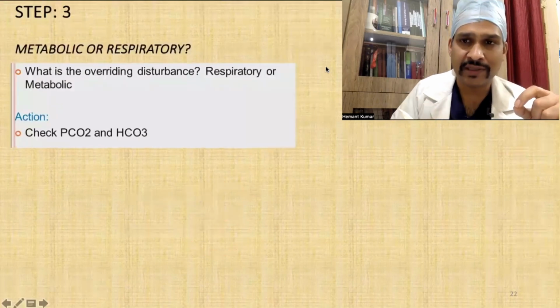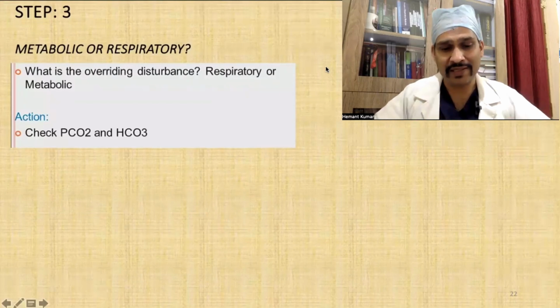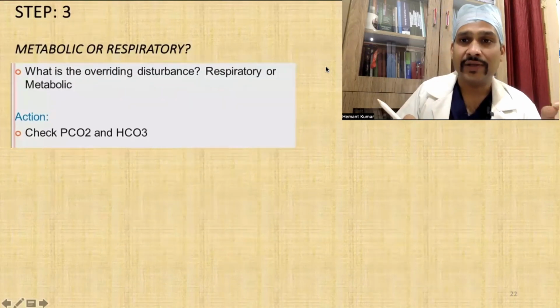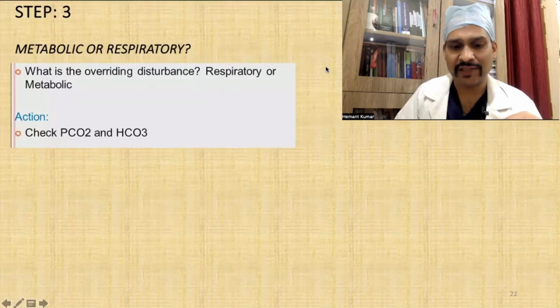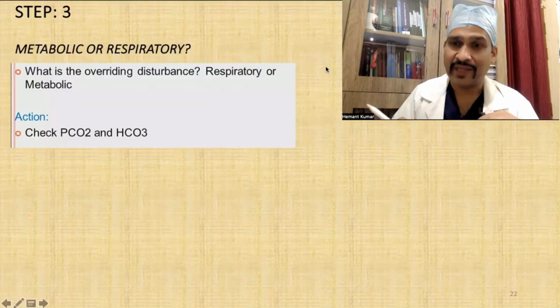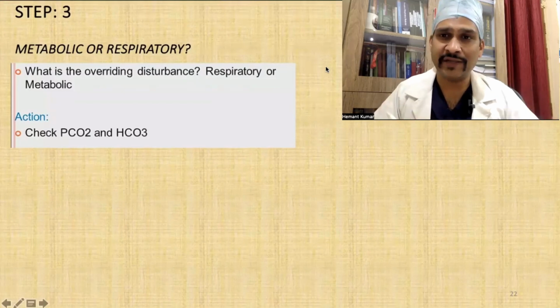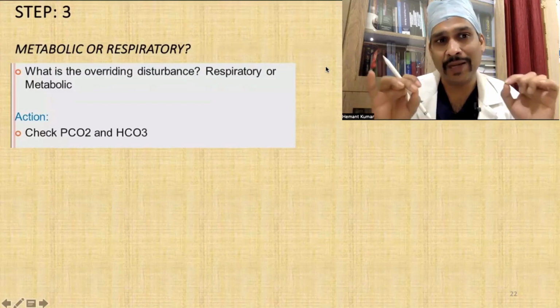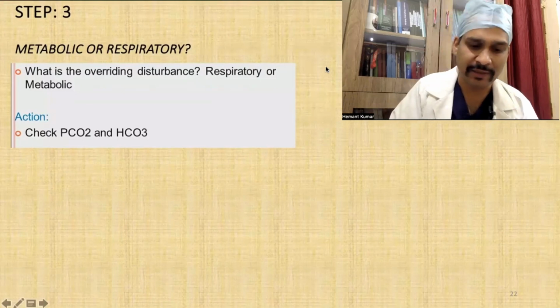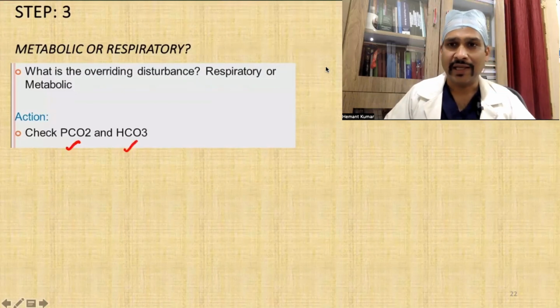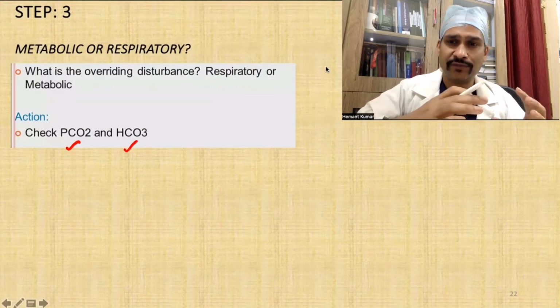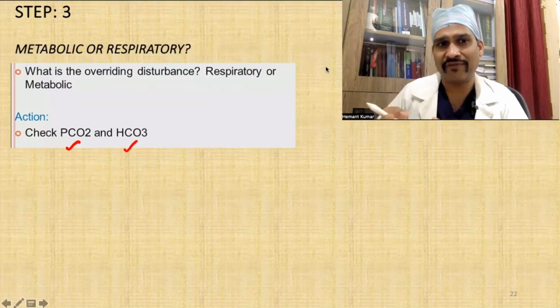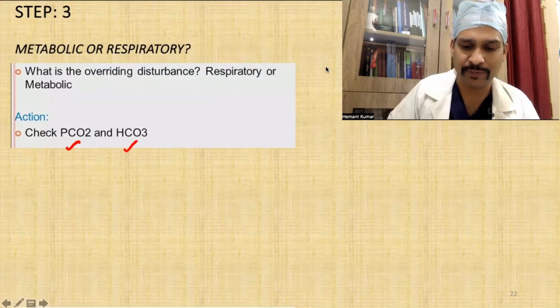Now step number 3 is, once you have the pH, we have to look for the cause of the acidosis or alkalosis, whether it is metabolic or respiratory. I have told you, for respiratory we have to see PCO2. For metabolic, we have to see bicarbonate. So we have to check PCO2 and bicarbonate, and check the cause for the derangement of pH, whether it is bicarbonate or PCO2.